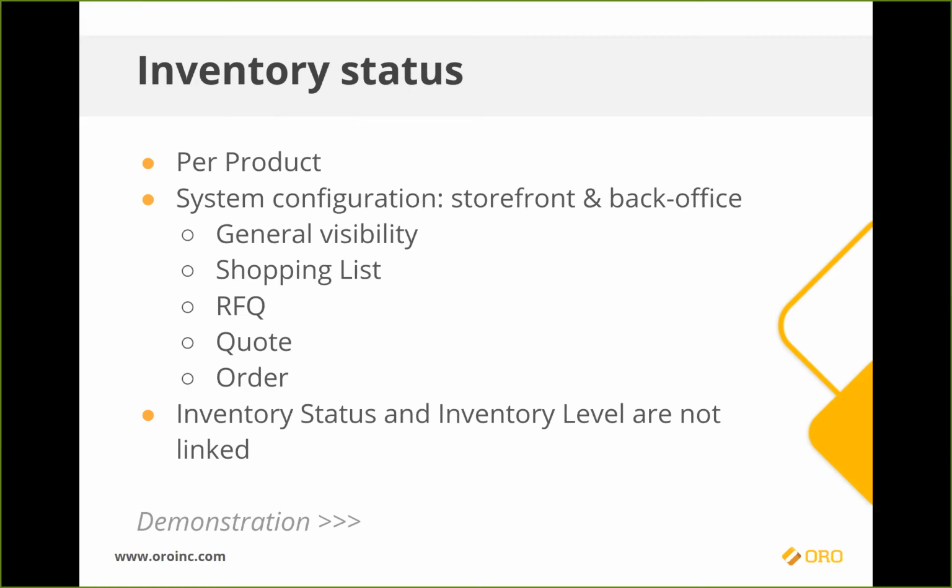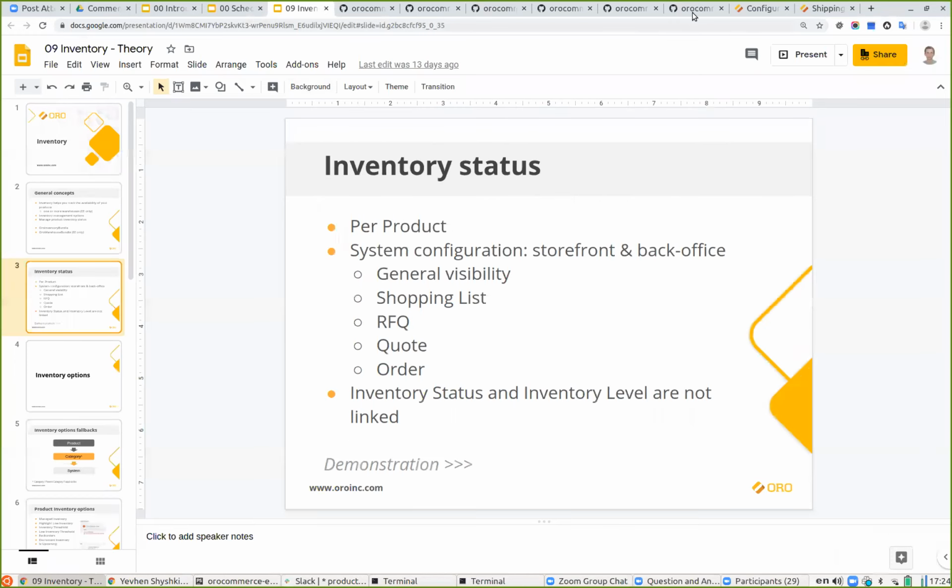Inventory status is set per product, and you may customize the visibility of the product based on inventory status, both at the storefront and in the management console. For now, please remember that inventory status and inventory level don't have anything in common, because inventory status is just a status of a product, and inventory level tells us how many products we have there. Let us check the inventory status first.